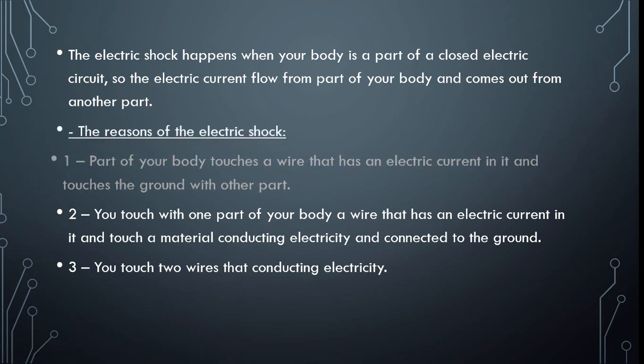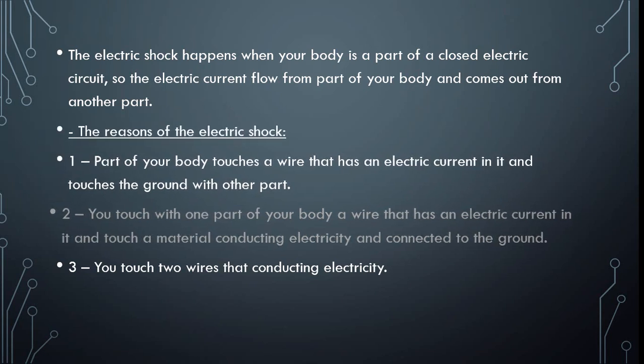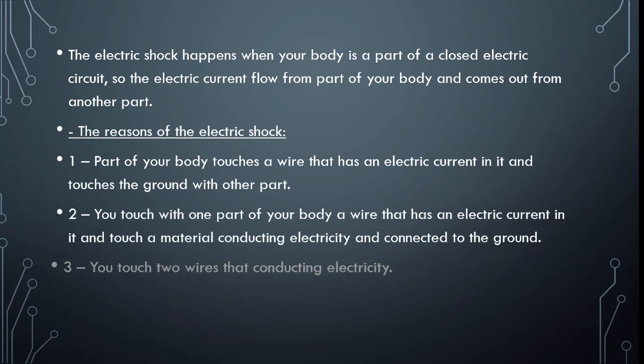The reasons of the electric shock. First of all, when a part of your body touches a wire, especially a non-insulated wire, the wire which is not covered by a plastic layer, that has an electric current in it and touches the ground with the other parts, your body is now a part of a closed electric circuit. So when a part of your body touches a wire that has an electric current and it touches the ground with the other part, it will cause an electric shock.